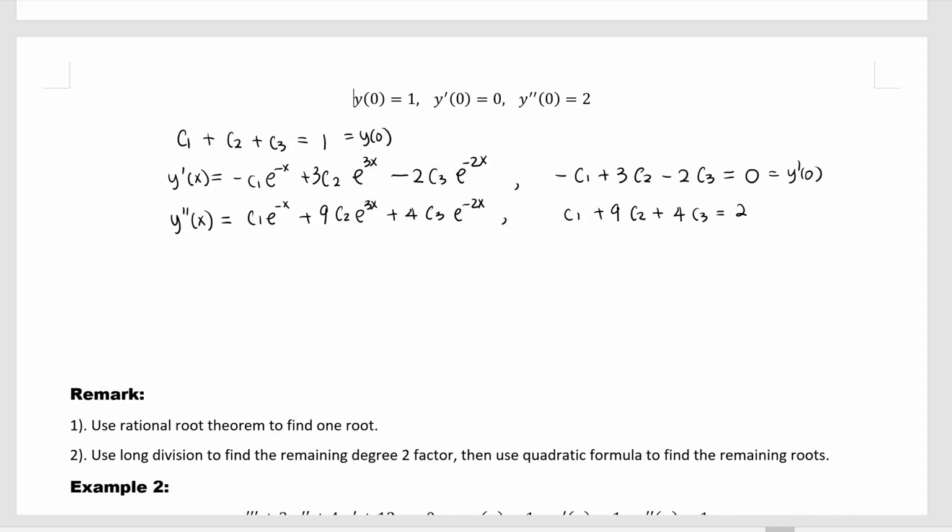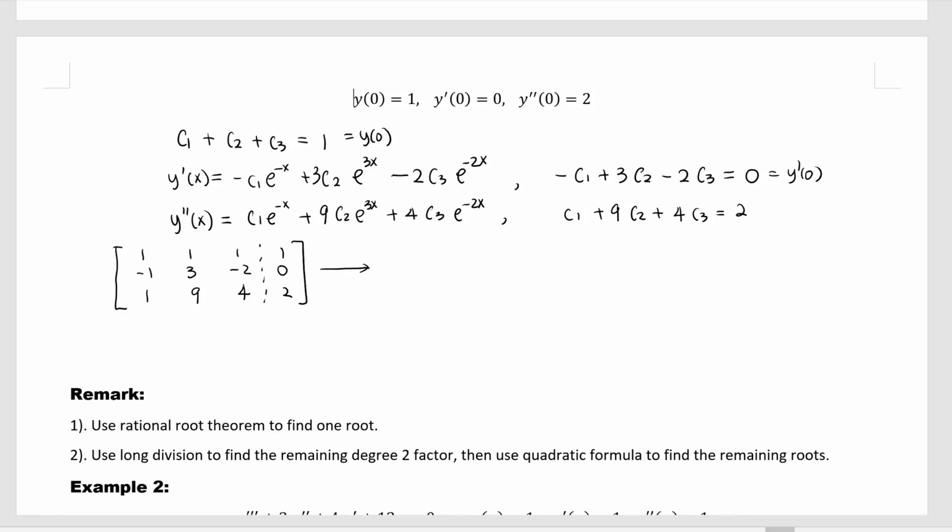Okay, so we have 3 equations, 3 unknowns. How can we solve it? Well, through a matrix. The first equation: 1, 1, 1, 1. Second: minus 1, 3, minus 2, 0. Third one: 1, 9, 4, 2. You can see here the first column is the coefficients of C1, the second column is the coefficients of C2, the third column is the coefficients of C3, and the last column is the right-hand side.